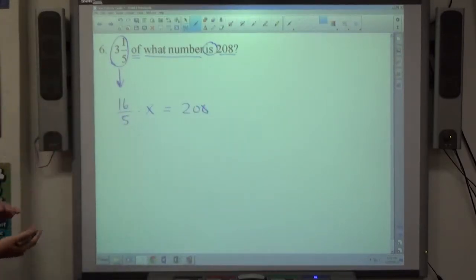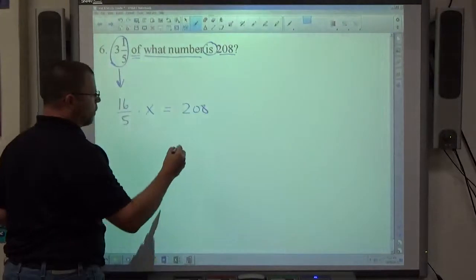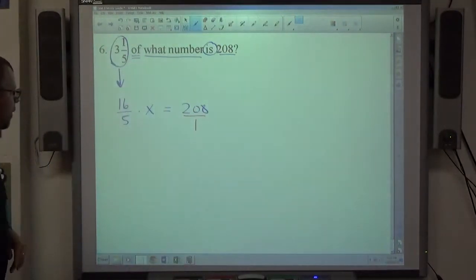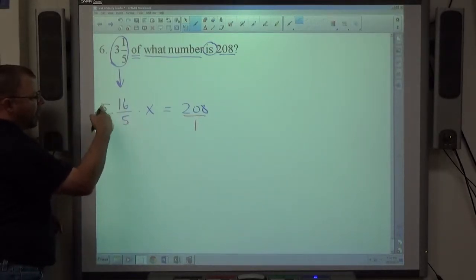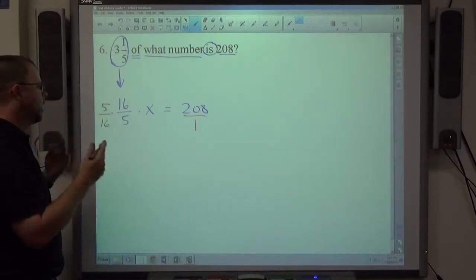So job 1, get the equation written properly. 16 over 5 x equals 208. This is a fractional coefficient, and the fix for this, in order to solve this, I'm going to put that over 1. Make everything into a fraction. I'm going to multiply by the reciprocal. 5 over 16 times 16 over 5, the 5 and the 16 cancel, leave me with 1x, which is what I'm always looking for in an equation.